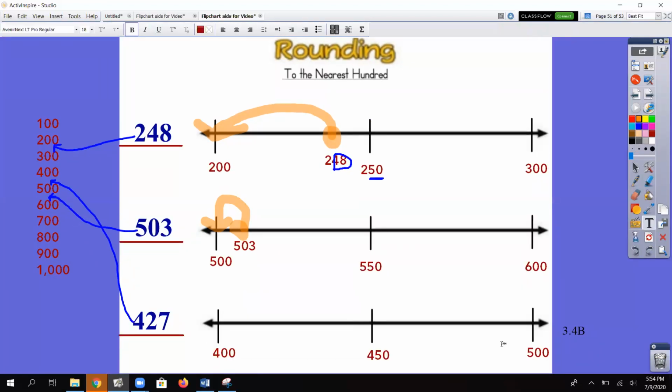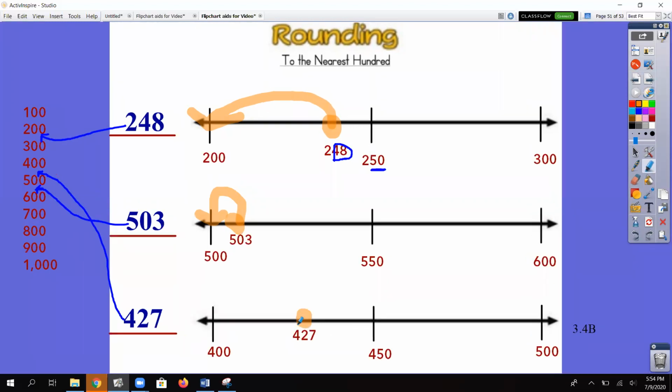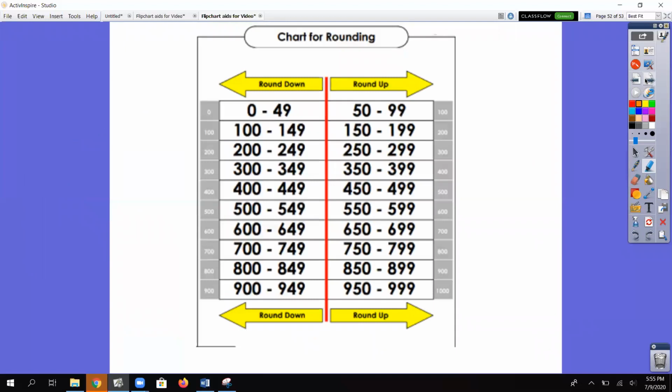Good. Okay, and now we have to find where 427 will be. Has 427 passed the midpoint? Nope, it has not, right? It's going to be about right here. We'll put our big dot there, 427. Has it passed the midpoint? Nope, so we go back. The ones and the tens place right here is 49 or less, right? And it's closer.